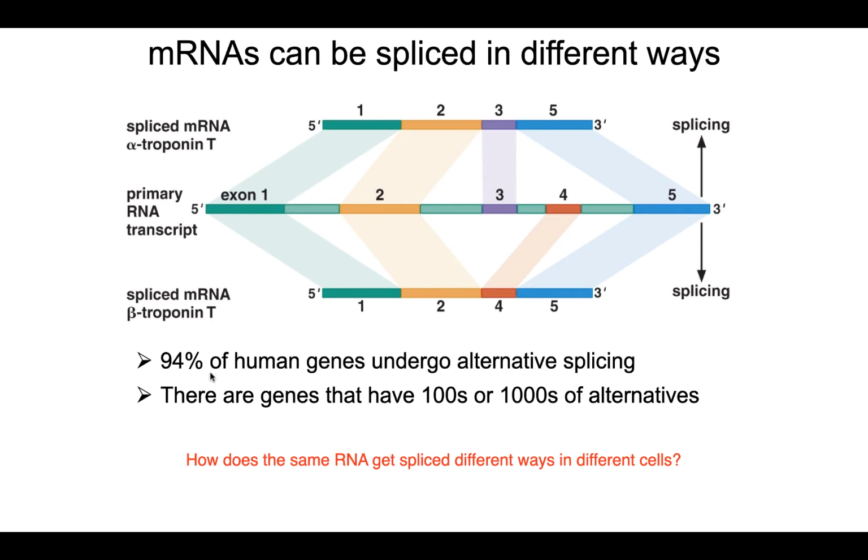And it turns out that 94% of human genes undergo alternative splicing. So although we may have about 30,000 or so genes within the human genome, we're going to have way more proteins in our proteome, simply because of alternative splicing. So our question really should be now, what is the difference between a cell that splices the mRNA like this and an mRNA like that? How is it that they splice that same messenger RNA in two different ways?